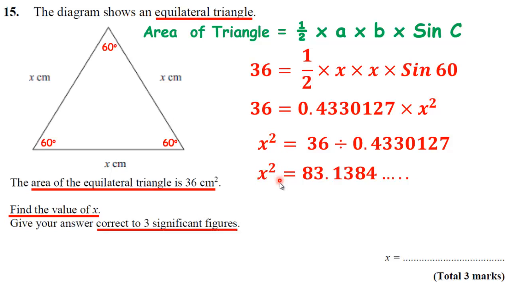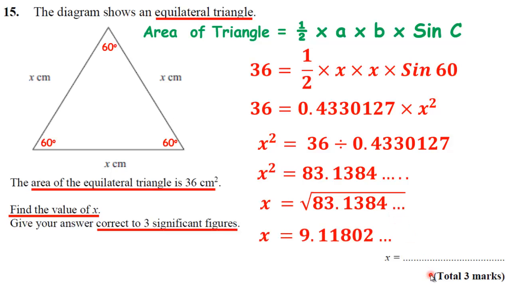To get rid of a square, you need to square root. So I need to square root that value. And again, I could use my answer key to help me and save me having to type in all the values. The square root of 83.1384 is going to be 9.11802, and so on. Remember, the question said give your answer to three significant figures.